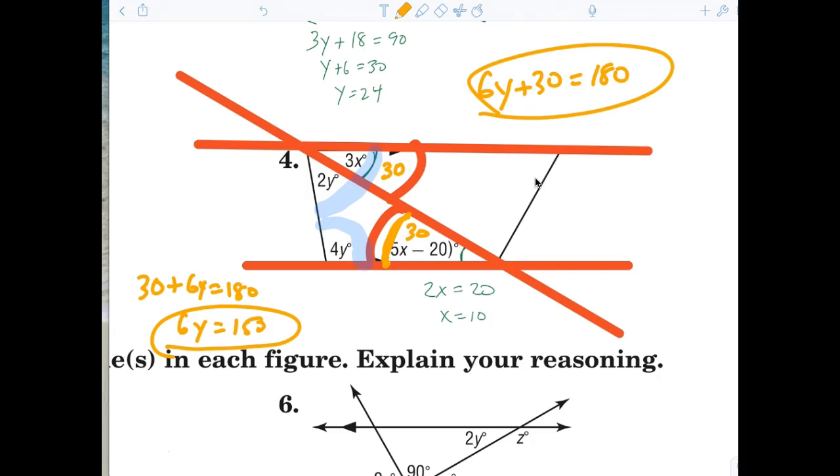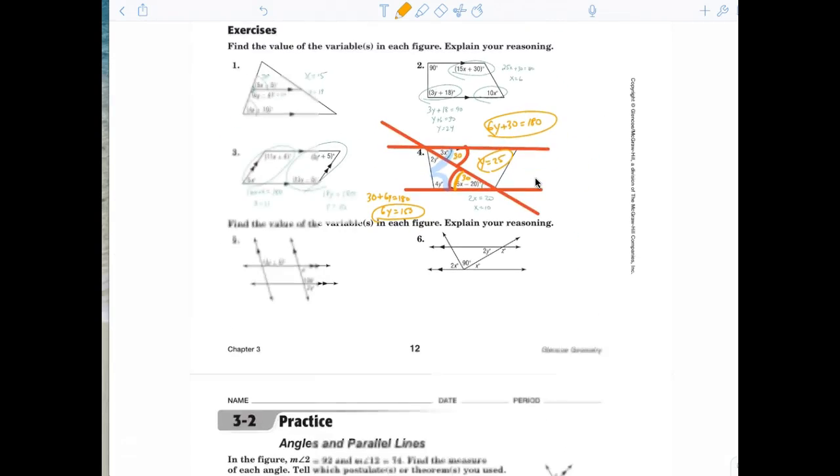Wait, so what's the... It's 25. Yeah. You can just divide by 6. Okay. Is everybody happy with that? All right, so y is equal to 25. All right, let's move on.